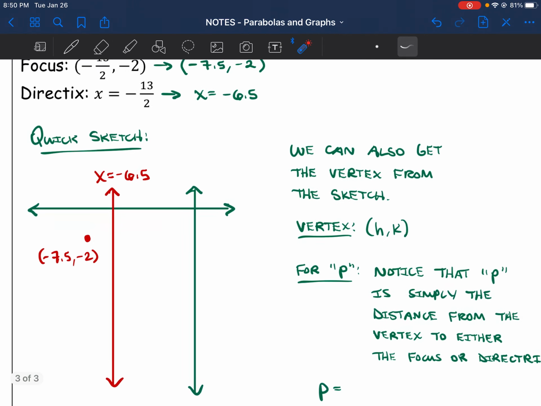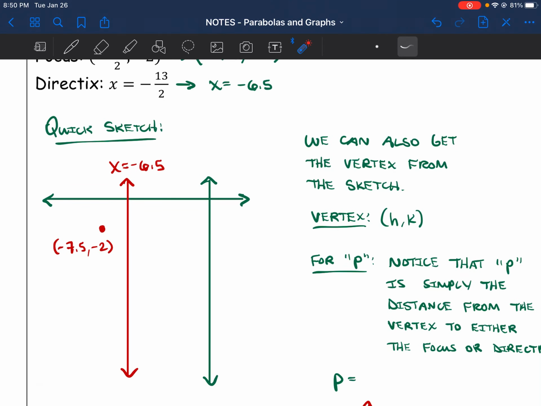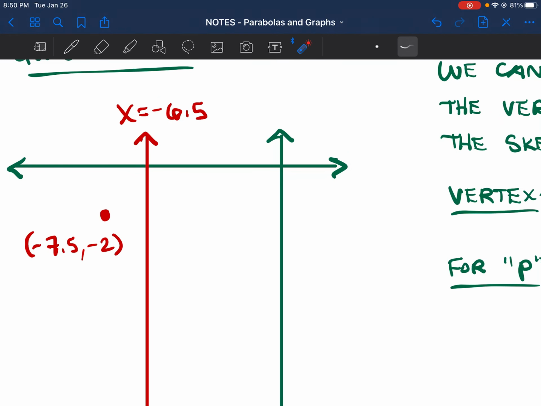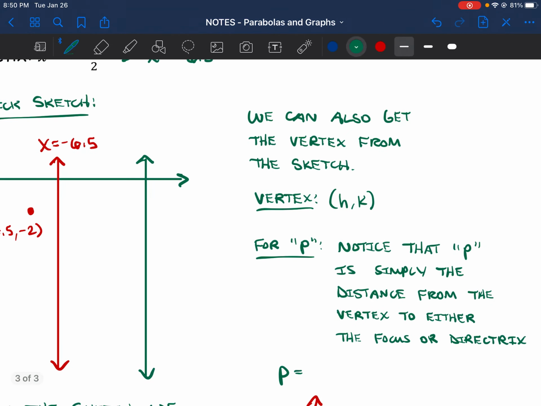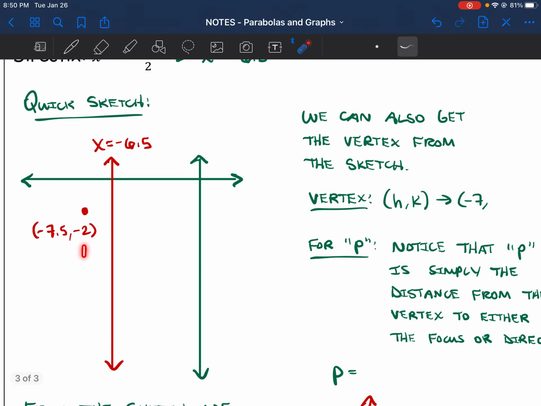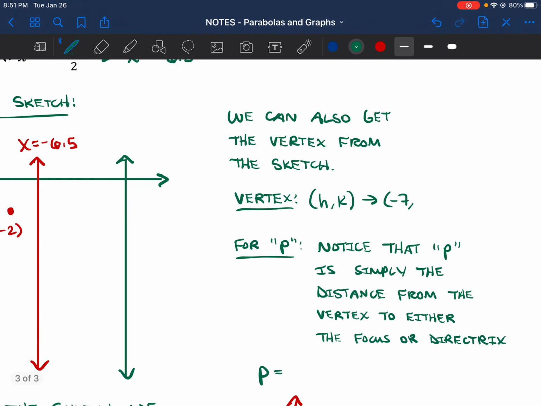But it also tells us the vertex, because keep in mind, the vertex is going to be located halfway between the focus and the directrix. So if the focus is at (-7.5, -2), and the directrix is the line x equals -6.5, well, halfway between -7.5 and -6.5 is going to be -7. So we can see that the vertex is at x equals -7, and then it's going to have the same y value as the focus, so (-7, -2). Pretty cool little result there.